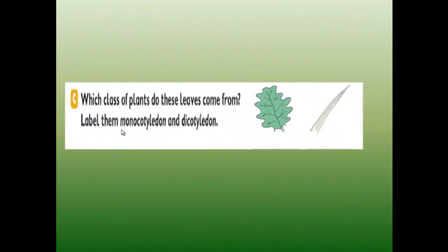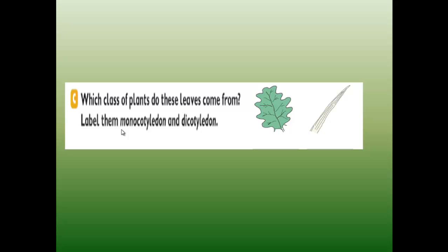Now let's do something different. Practice number C. Which class of plants do these leaves come from? Here we have two types of leaves. One of them is broad on the left and the other one on the right is narrow. Label them monocotyledon and dicotyledon.